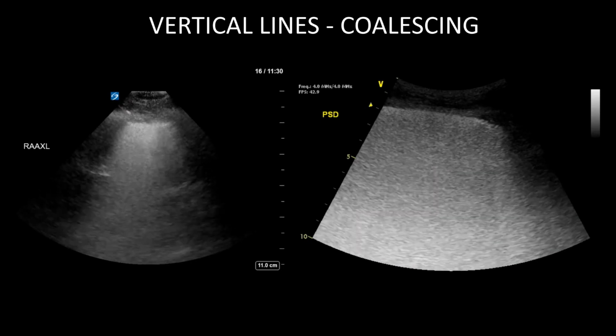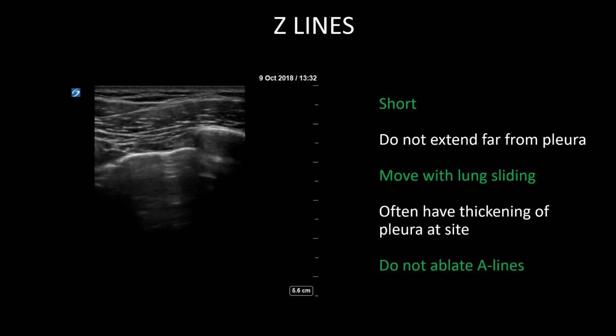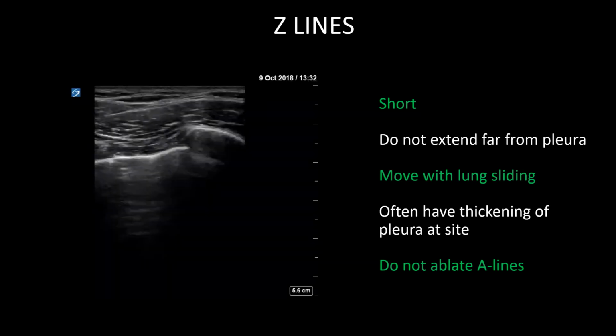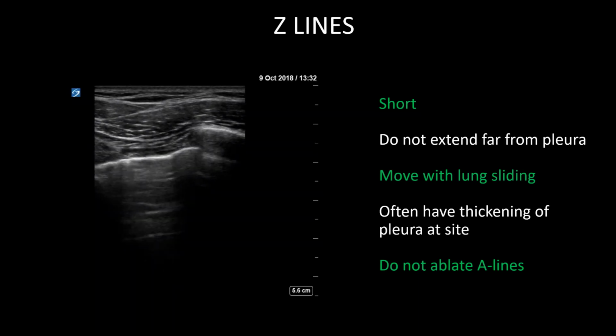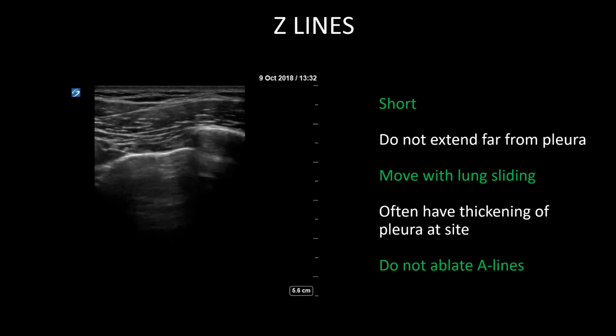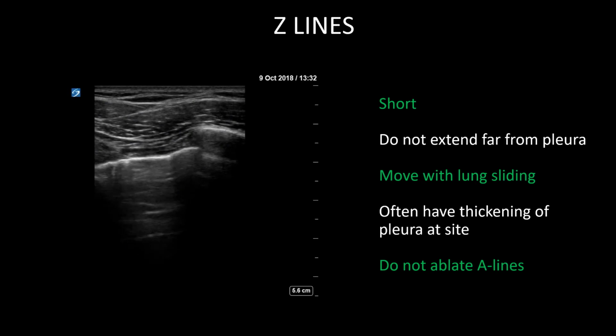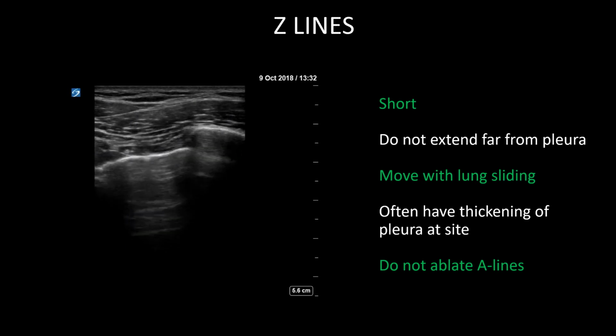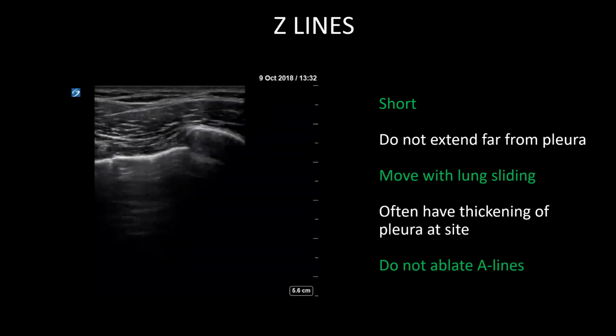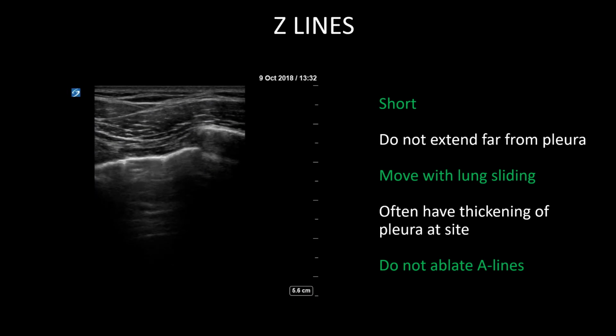on the right. Z lines are small vertical lines that are not B lines. They may represent small localized subpleural abnormalities or localized pleural thickening. These are short, do not extend far from the pleura, move with lung sliding, and do not ablate A lines as they don't go deep enough. They are not significant clinically.